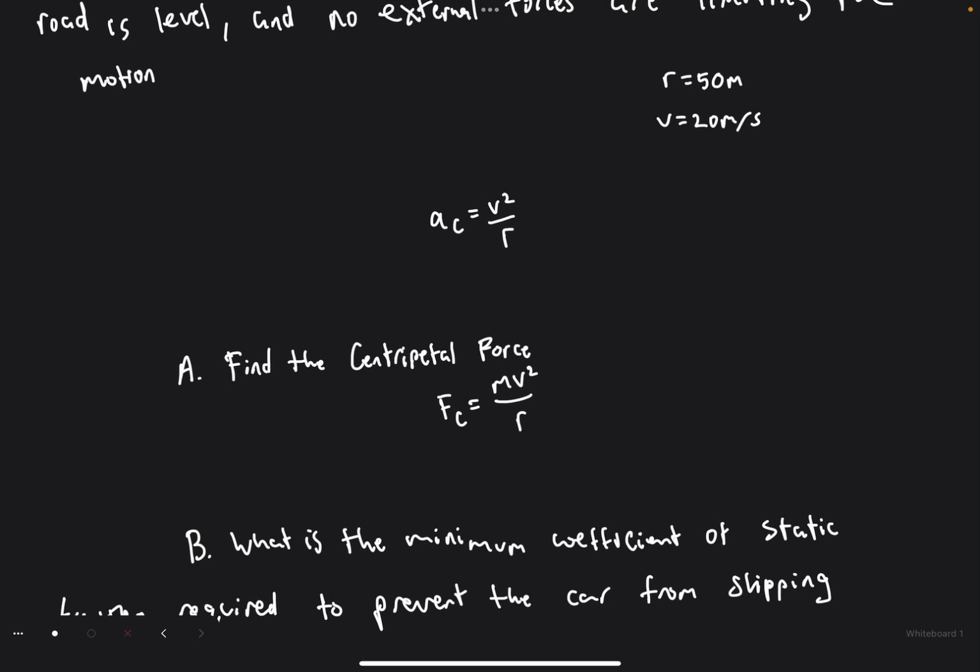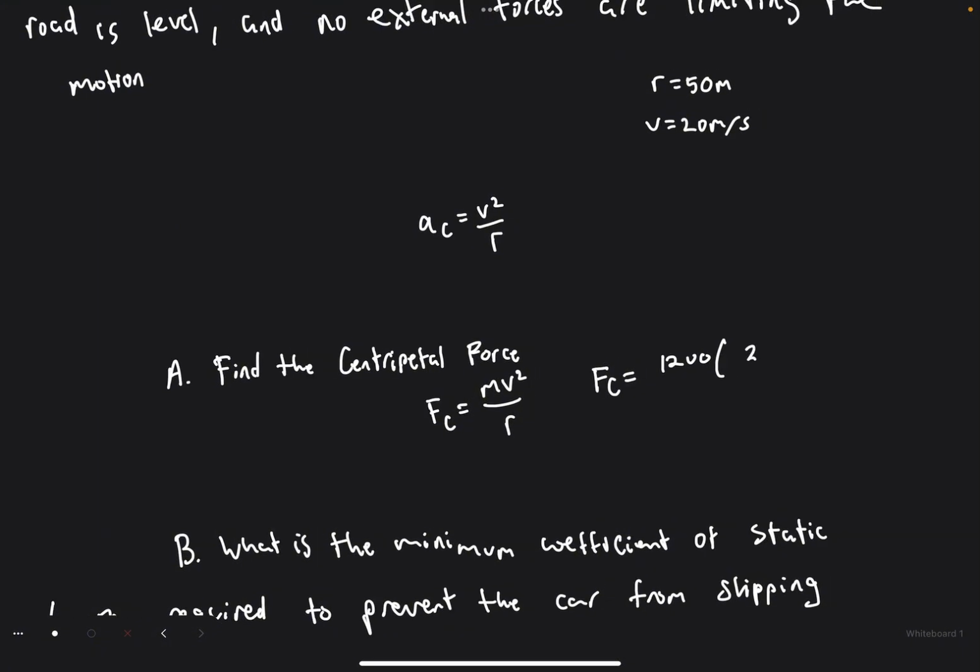So now we just fill in the variables. So 1,200 times 20 squared all over 50, and you end up with 9,600 newtons for your centripetal force.